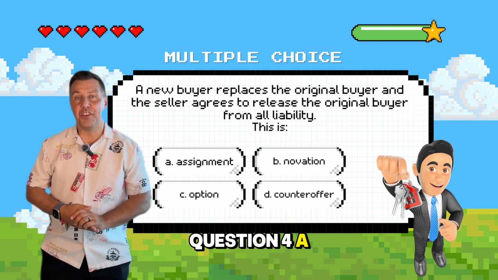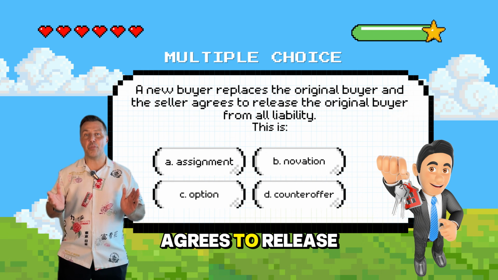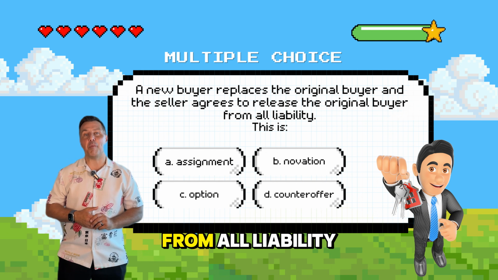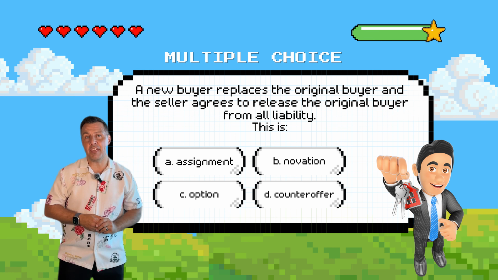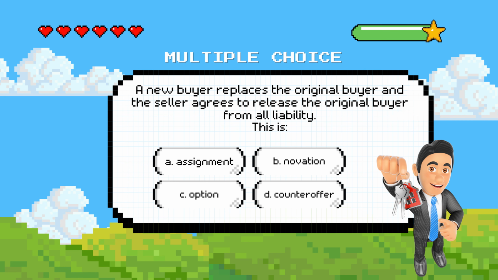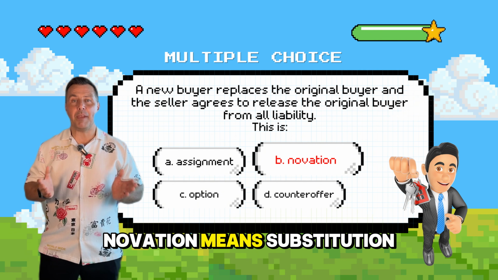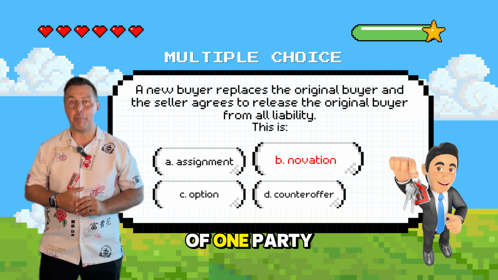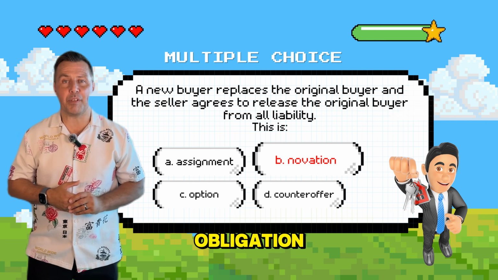Question 4. A new buyer replaces the original buyer, and the seller agrees to release the original buyer from all liability. Now this is A. An assignment, B. Novation, C. An option, or D. A counteroffer. The answer is B. It's novation. Novation means substitution of one party or a new party of a contract with the release of the original obligation.